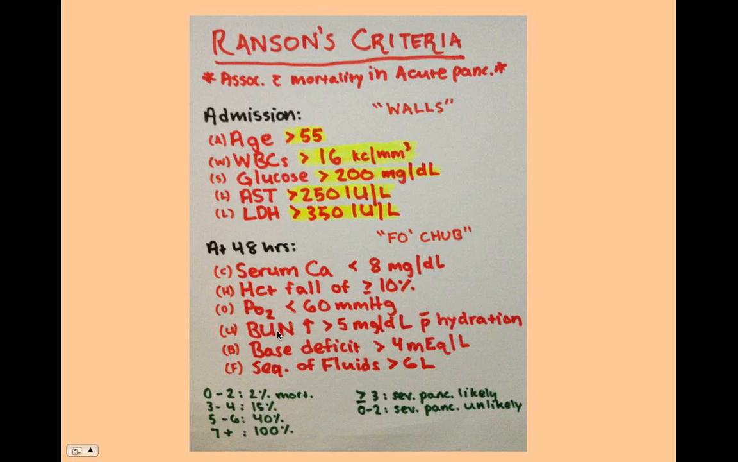As far as the BUN, it will normally be a little bit higher when you admit them, but that should go down after you hydrate them. And you simply have a high BUN because you've got a dehydrated state. So after you hydrate them, if their BUN is still more than 5 milligrams per deciliter above normal, then that's going to be another checked off criteria. And then the sequestration of fluids is going to be related to the inflammatory mediators.